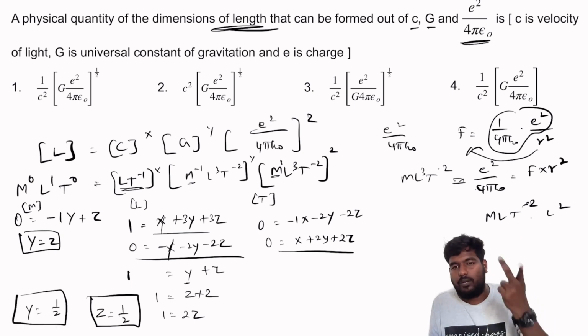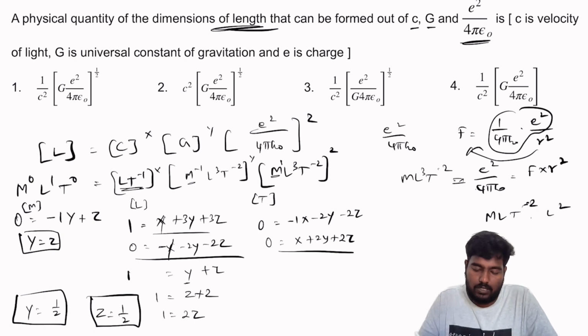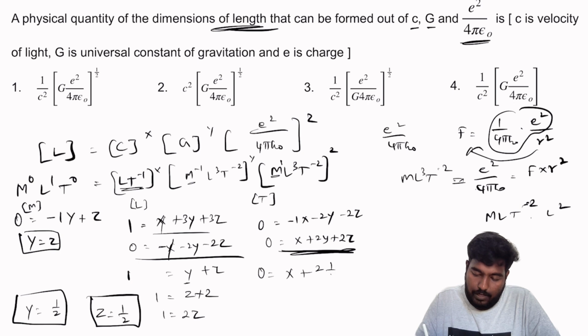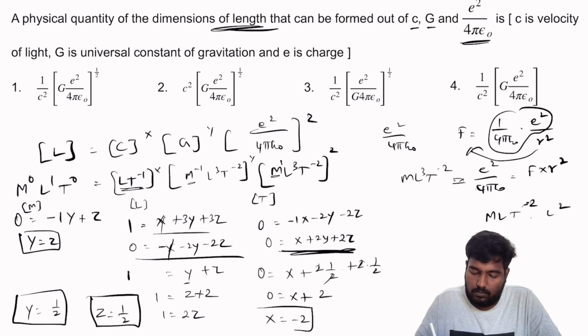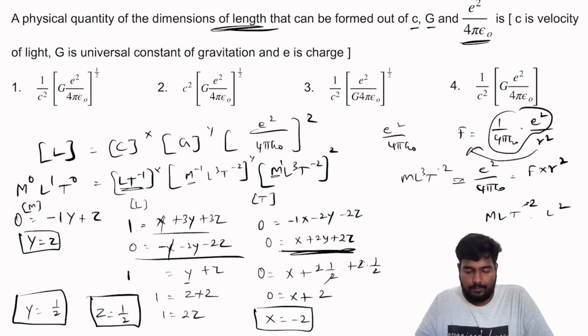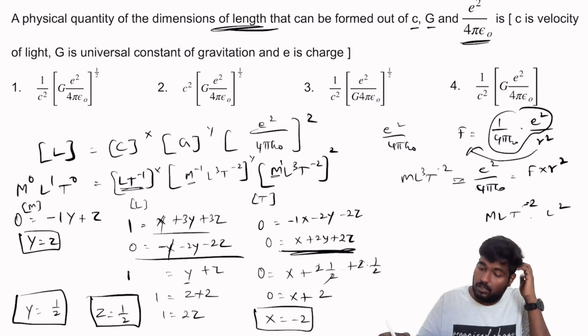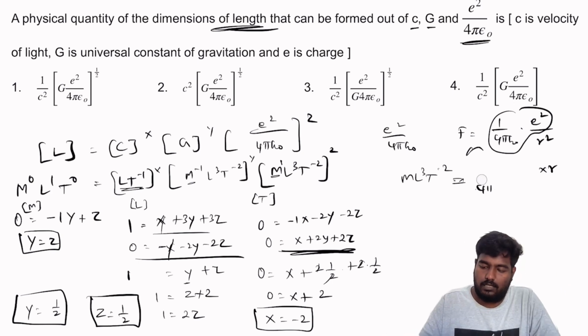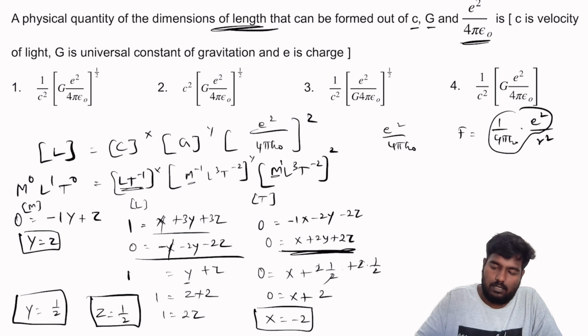Okay, if z and y are 1 by 2, I can put them in any one of these equations to find x. Let's say I put this in this equation. So 0 equals x plus 2 into 1 by 2 plus 2 into 1 by 2. So what you will get? 0 equals x plus 2, so x equals minus 2. So you found x equals minus 2, y equals 1 by 2, and z equals 1 by 2. So I'll just erase this.